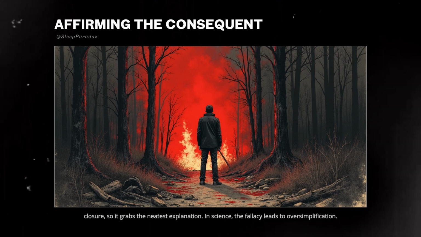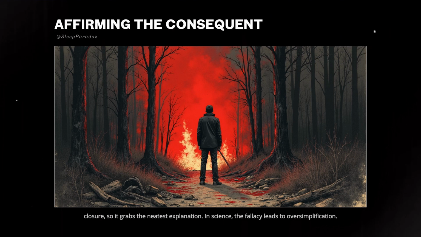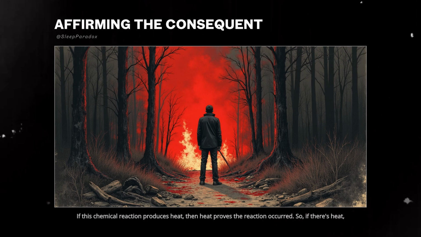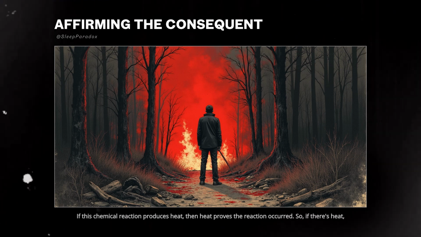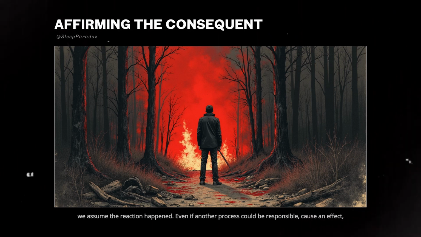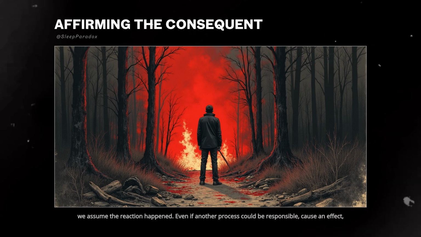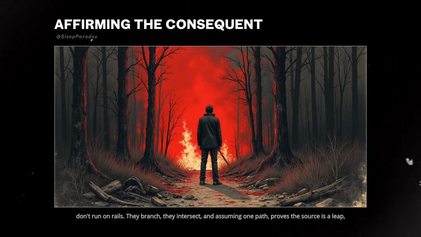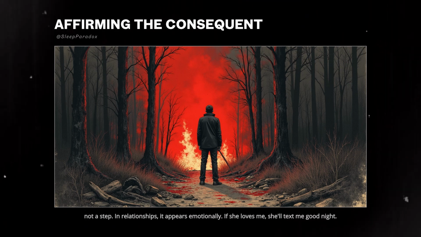In science, the fallacy leads to oversimplification. If this chemical reaction produces heat, then heat proves the reaction occurred. So, if there's heat, we assume the reaction happened, even if another process could be responsible. Cause and effect don't run on rails. They branch, they intersect, and assuming one path proves the source is a leap, not a step.